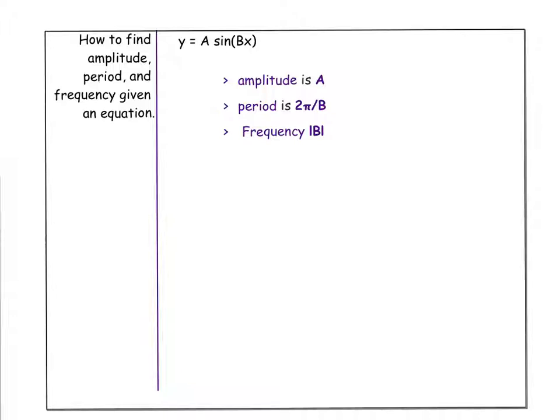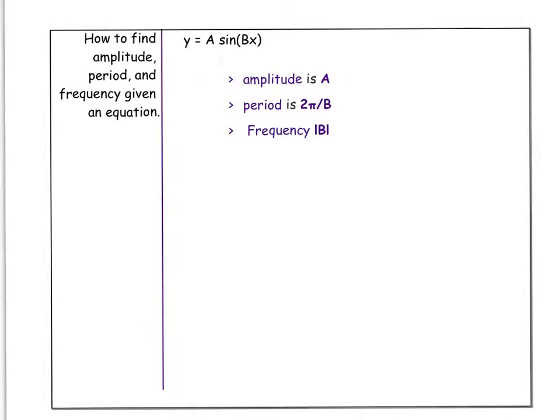So we're going to move on to how to find the amplitude, period, and frequency from an equation. We'll add the midline in a little bit. So we're just going to talk about amplitude, period, and frequency for right now. This works for sine or cosine. So I could have the equation y equals a cosine of bx also. So it works for sine and cosine. I just want you to be aware of that.